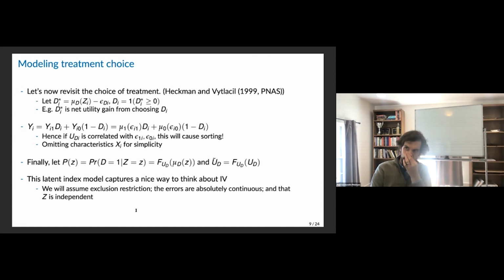What this paper basically does is we go back to this world of thinking about an underlying treatment decision. So we have some D star for an individual where there's some net utility gain from choosing to do something. So there's a mu D, so it's mu one or mu zero, depending on if you choose it or not, conditional on your instrument Z, and then some random utility draw. So this is the utility draw D for choice for person I. And then D is going to be equal to one if that's above some threshold. So the threshold's zero. So the point is that every person kind of has this underlying epsilon randomness.